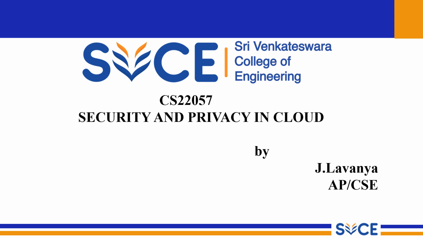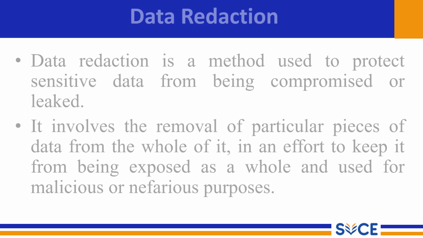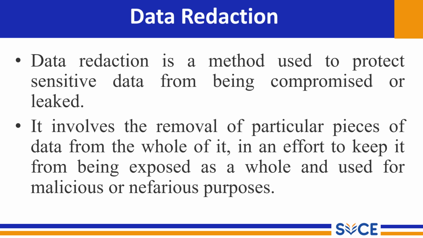So here in Unit 2, the Security Design and Architecture for Cloud, we are going to discuss the topic encryption and data redaction. So let us see one by one. The first one, data redaction. So what is meant by data redaction? It's a method which is used to protect the sensitive data from being compromised or leaked.